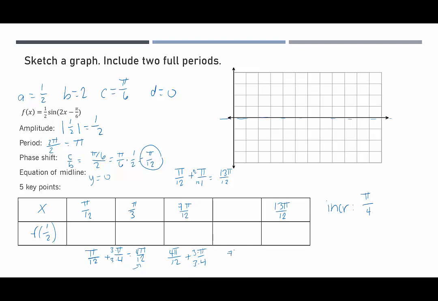Now I'm going to take 7 pi over 12, and I'm going to add to it pi over 4. Pi over 4 is the same as what? 3 pi over 12. So 7 pi over 12 plus 3 pi over 12 is 10 pi over 12. And let's verify that we do end up with 13 pi over 12. 10 pi over 12 plus pi over 4, which is equivalent to 3 pi over 12, is 13 pi over 12. Hooray! It worked out, so I feel good.